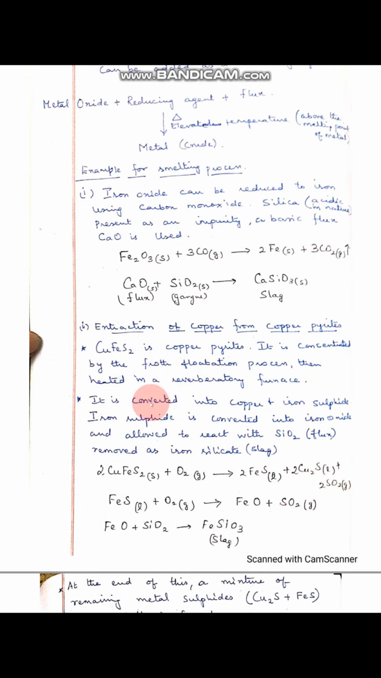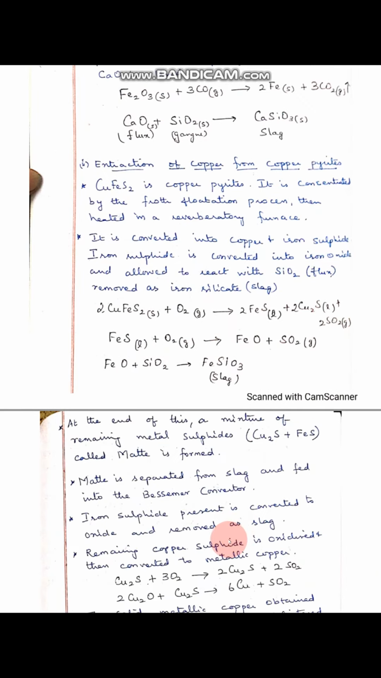Then it is heated in a furnace where the smelting takes place, and the copper pyrites are first split up into the respective sulfides, that is FeS and Cu2S, and later on the FeS is oxidized to form FeO. This FeO will react with silica and it will be removed as slag, iron silicate. And now the second step.